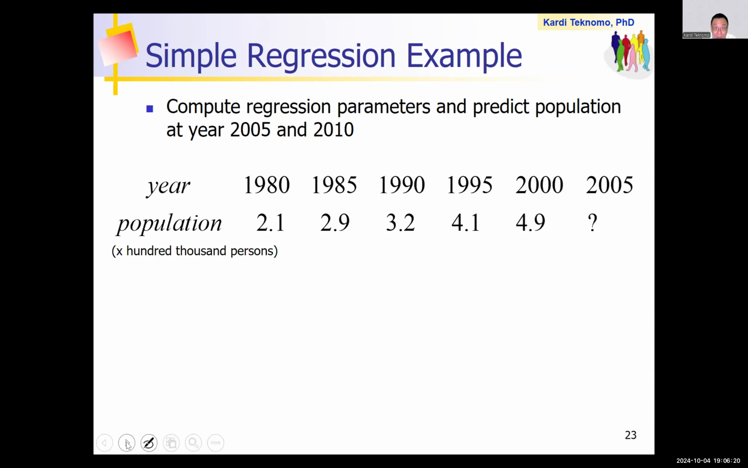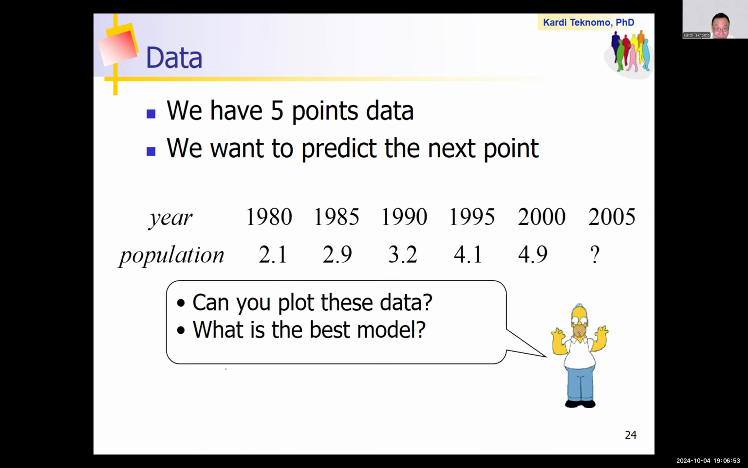So, okay, let's try this. I have data from 1980 to 2000. Can we compute the, oh, actually this is the same data as a while ago, in the crude method. So just different year. Can we compute this using regression? So let's try. When we do regression, we have 5 data points. Can you plot this data?